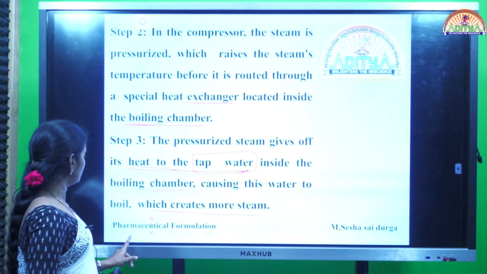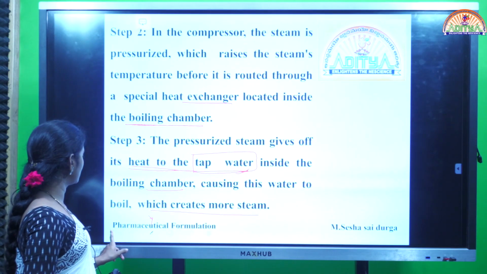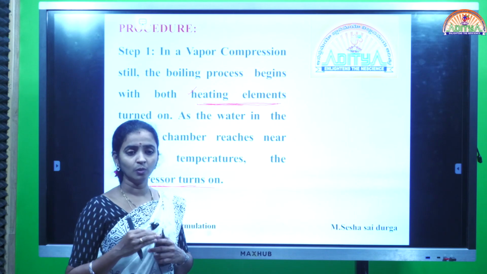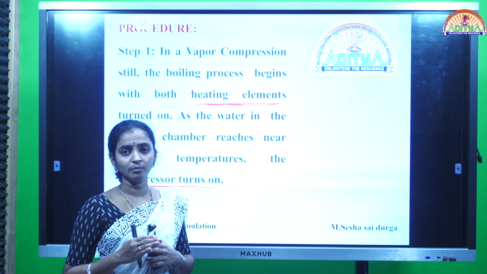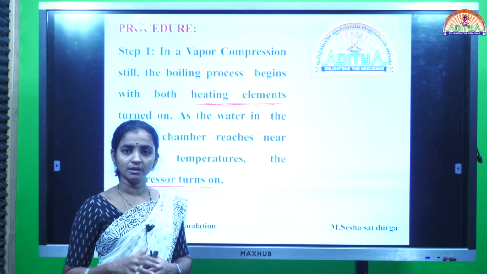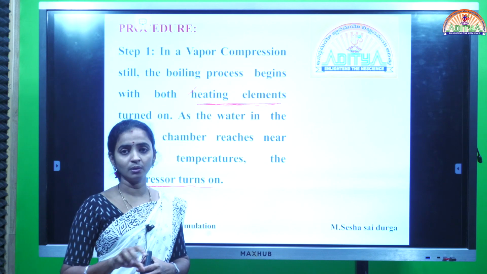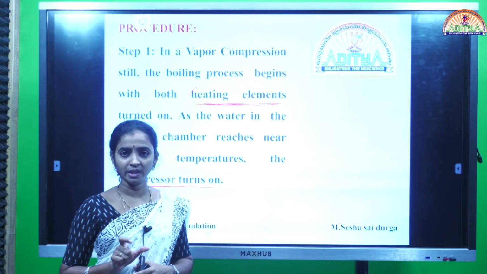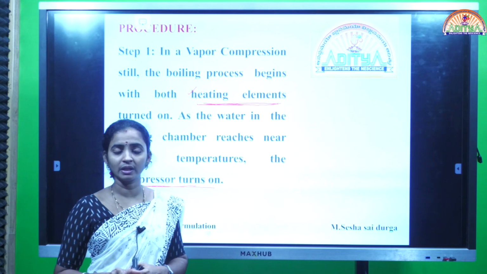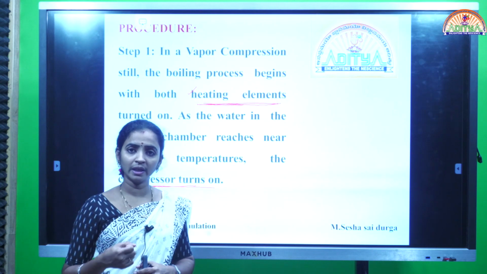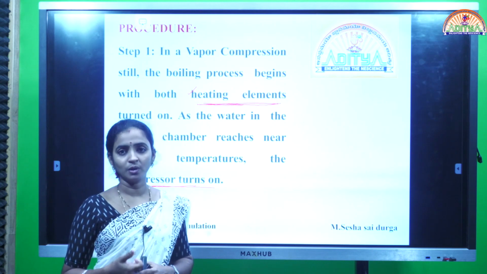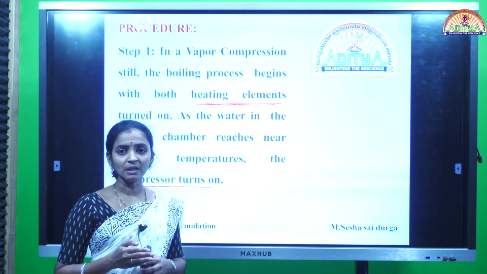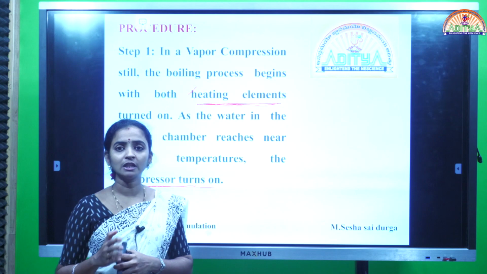So what is happening in the vapor compression still? In the first step, water will be boiled in the boiling chamber. That is the source of the heat. How will the water be boiled? Inside the heating chamber there will be heaters, nothing but heating coils. These heating coils will help in the boiling of the water. Now this boiled water creates the steam. This steam will be passed into the compressor in the second step.